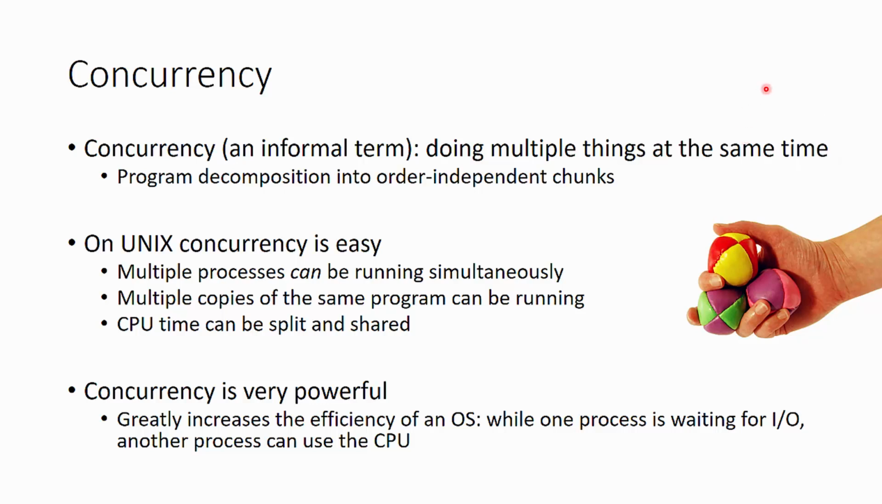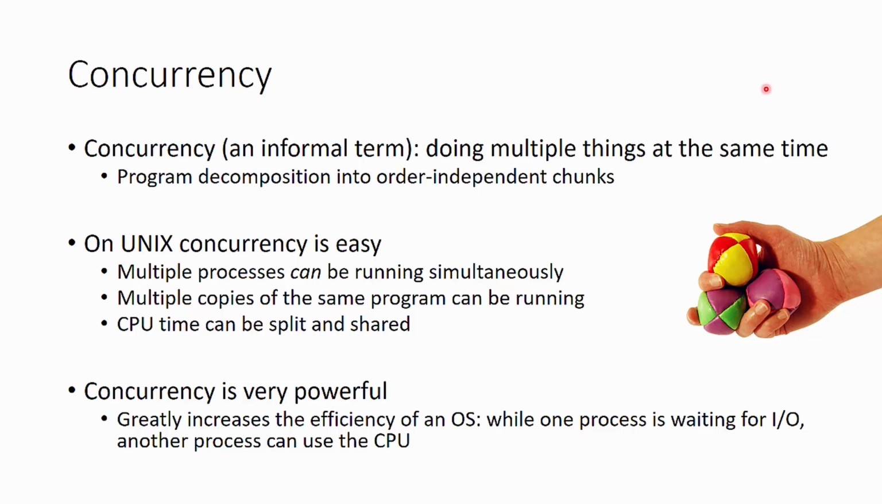There we go. So concurrency as a term means doing multiple things at the same time. For us that means decomposing our program into order-independent chunks. So can we create different parts of our program that run and do things where the order doesn't matter, or rather can run at the same time but don't interfere with each other?